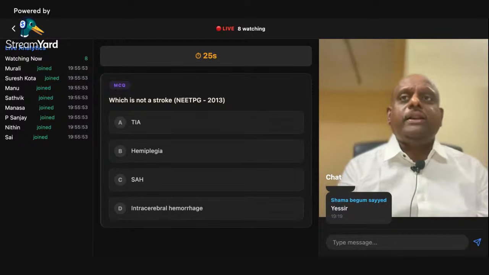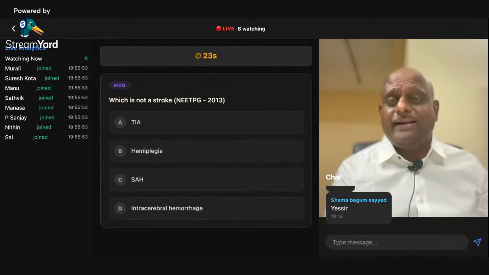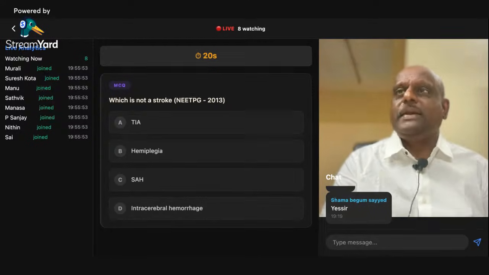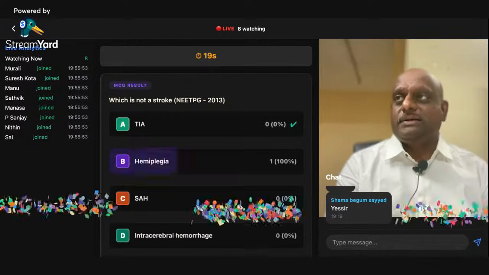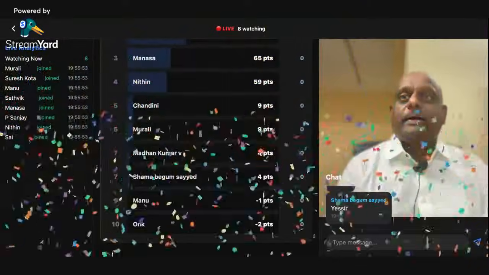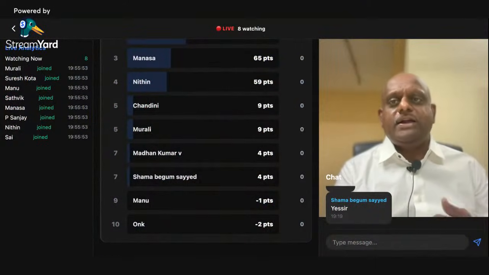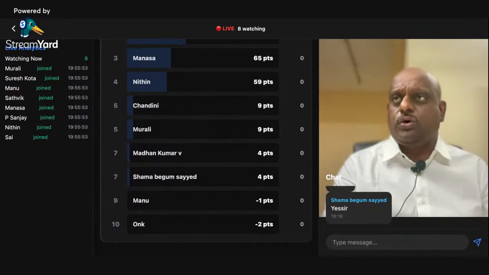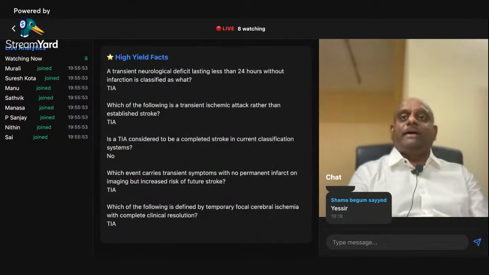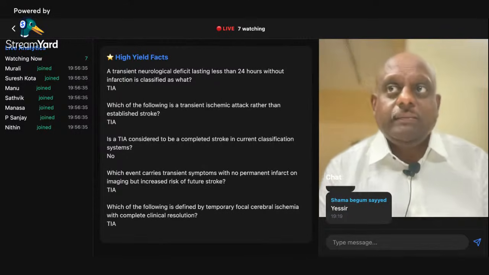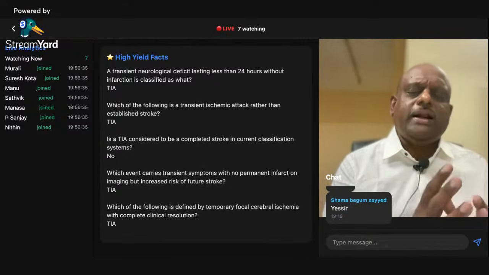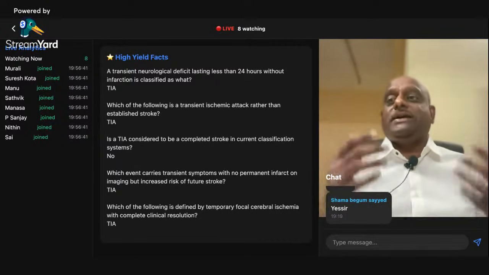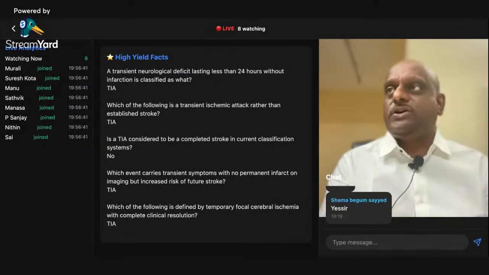Now, out of all these, which one you don't like to call and define as a stroke, doctor? Typically, yes. TIA, subarachnoid hemorrhage, intracerebral hemorrhage, they are all different parts of the spectrum of the stroke, as you already know very well, right? So, any transient neurological deficit lasting less than 24 hours is the definition to call it as the TIA is what we should remember.